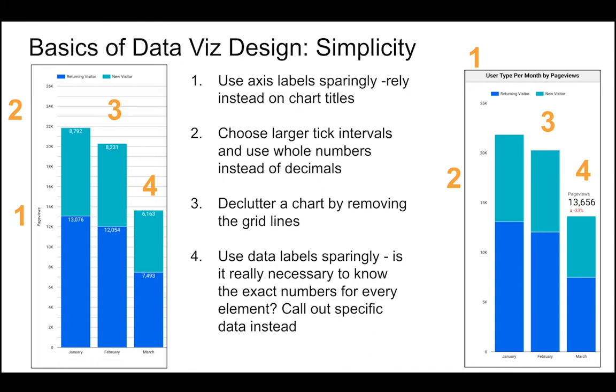Most likely, you're going to give your visualization a title that will make your axis label redundant. If it's not necessary to show a lot of numerical precision, space out the tick intervals, and choose whole numbers over decimals. Declutter your charts by removing the grid lines and using data labels sparingly. Use callouts, scorecards, and color to highlight data as opposed to data labels.